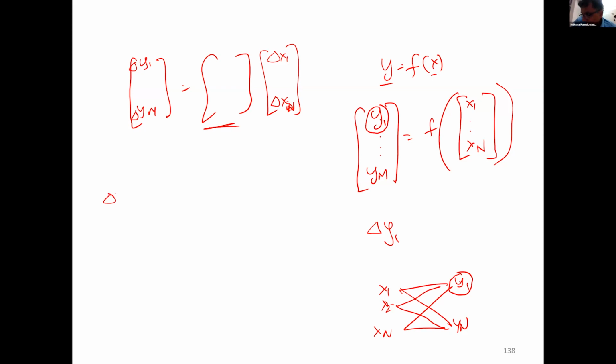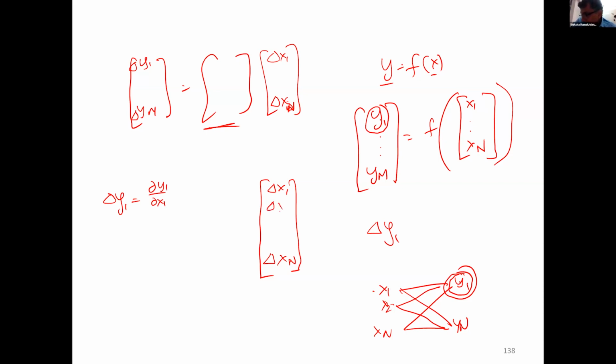What is delta y1, when I've got delta x1 through delta xn? So what multiplies delta x1 to get this? Guys, just focus on this one term. What multiplies delta x1 when I'm trying to compute delta y1? It's going to be partial of y1 over partial of x1, right?